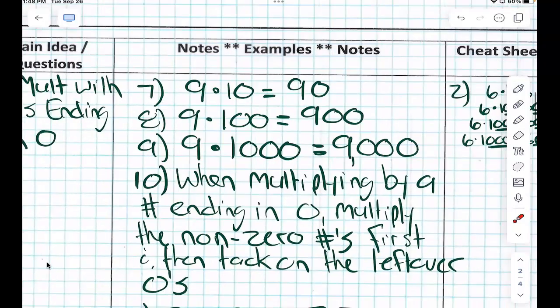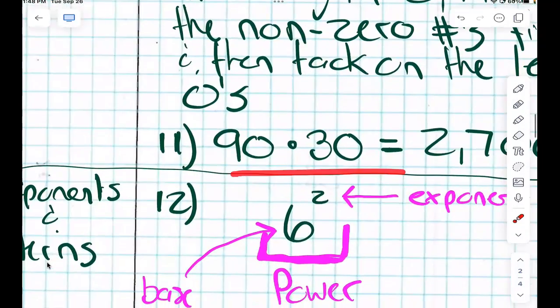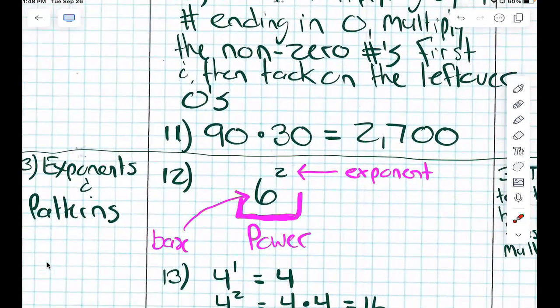So basically all we do is we find the numbers that are not 0. So like in 90 times 30, we find the 9 and the 3 because they're not zeros, right? What's 9 times 3, guys? 27. And then how many zeros do we have left over in these two numbers? 2. Do we tack them on at the end? Yes. So when multiplying with numbers that end in 0, you multiply the non-zeros, and then you just add on the zeros at the end, yeah?